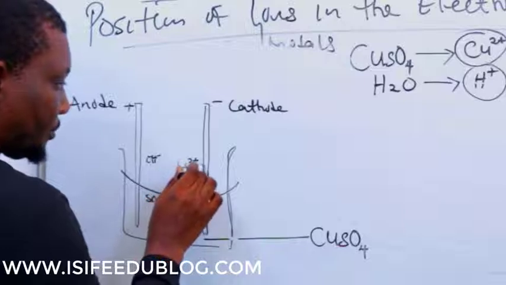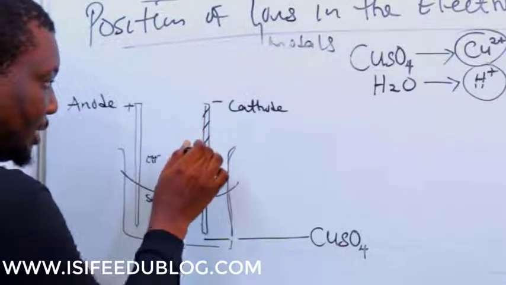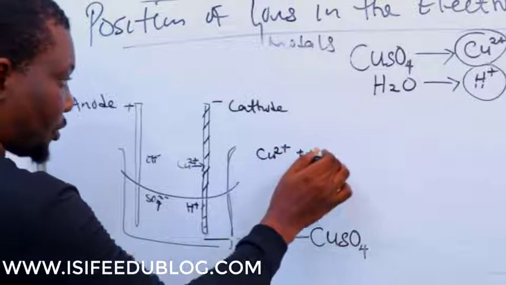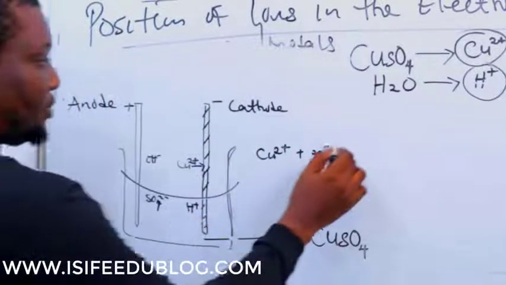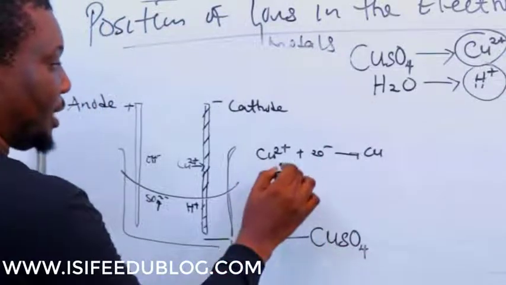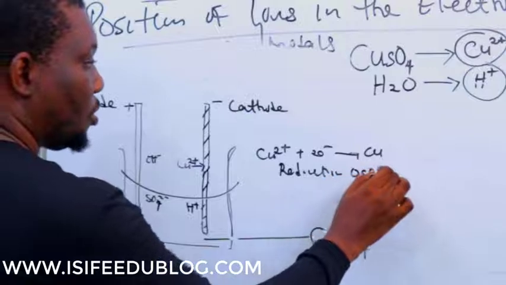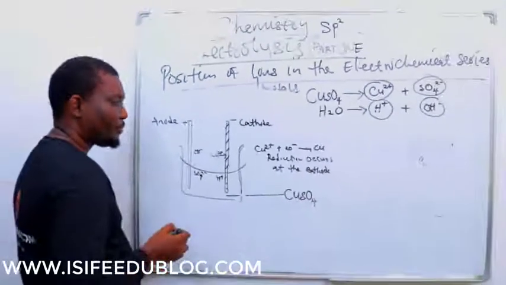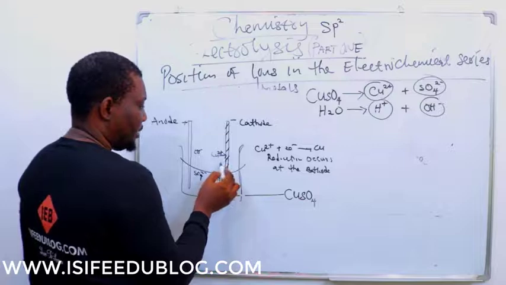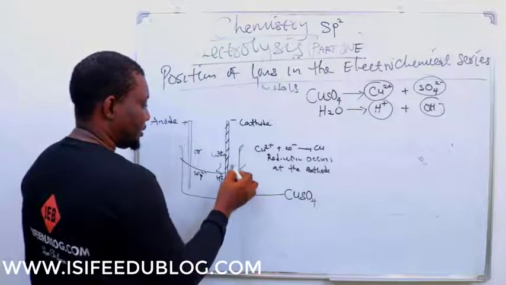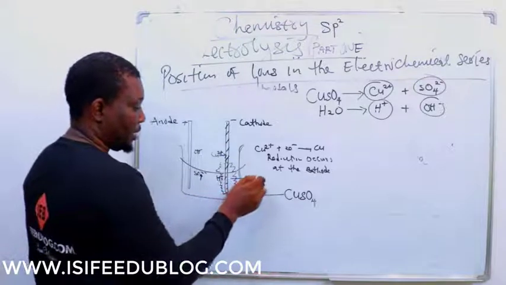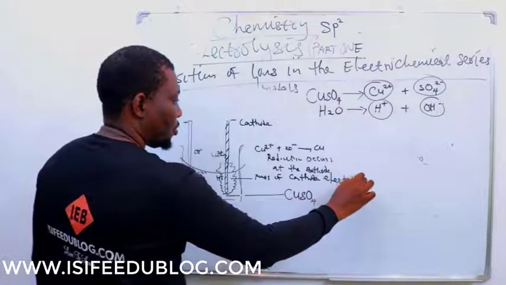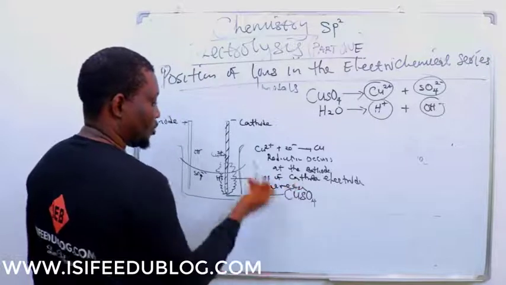So copper is going to go here, and remember I said earlier that this electrode is electron efficient. So this copper, when it goes there, is going to gain electrons from the cathode. And once it gains electrons from the cathode, it's going to get itself reduced. So reduction occurs at the cathode. That's what happened here. Then something else happened here. The moment the copper goes in here, the mass of this cathode will increase because of copper being deposited. So I can also say that the mass of the cathode electrode increases, since copper is discharged.